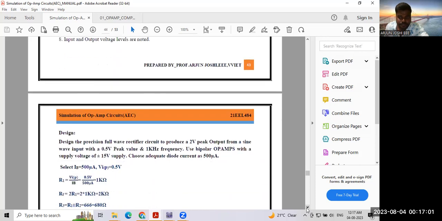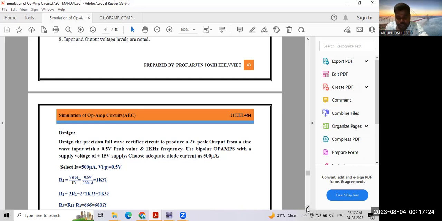Now, what do you mean by this precision rectifier? We know the rectification. We know the basics of rectifiers. What are the major components we are going to use in the rectifier? Majorly we go for a diode. The diode is going to convert from AC to DC.